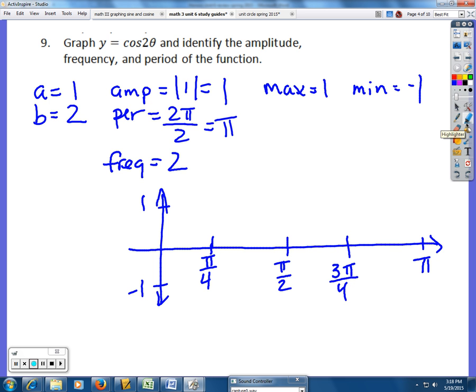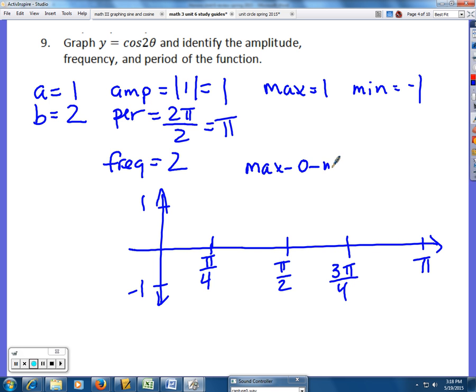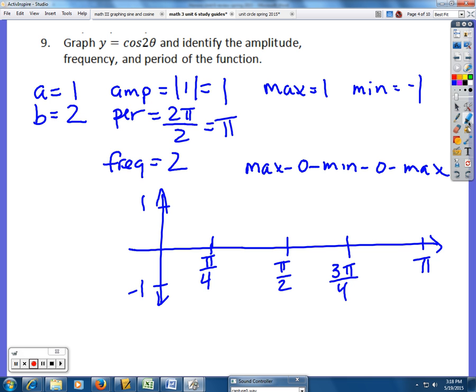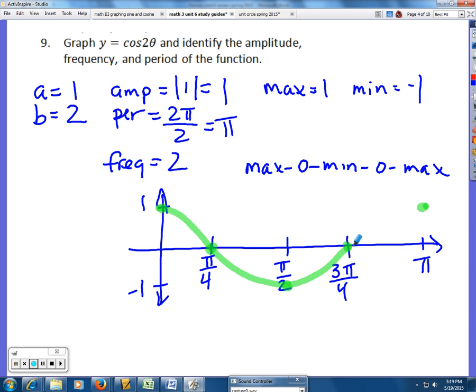And it's positive, so I'm going to use max, 0, min, 0, max for the cycle. So I will use at the angle 0, max, 0, min, 0, max. Just cycle through and make your little bowl. And there's your cosine from 0 to pi. So one period of the cosine function.